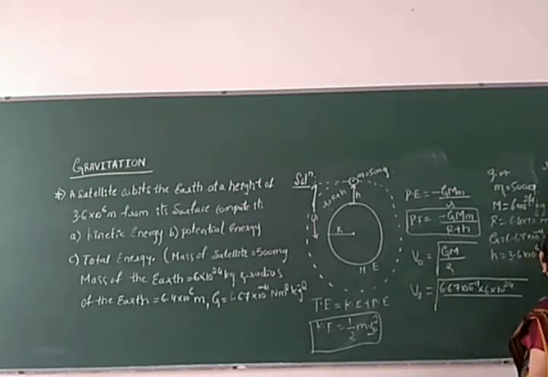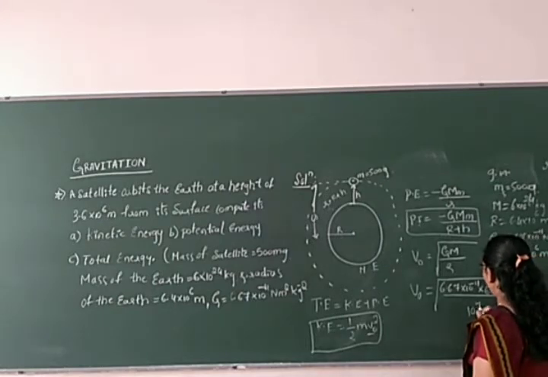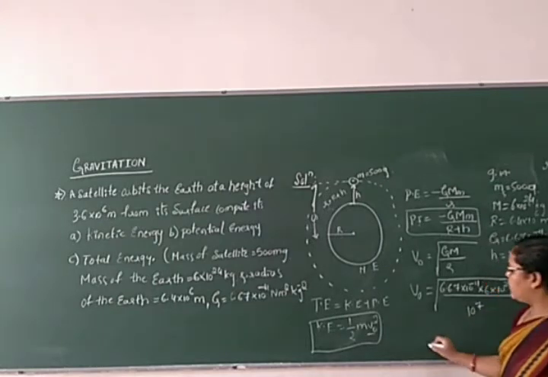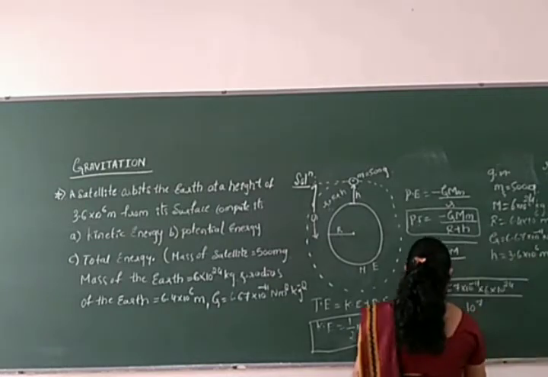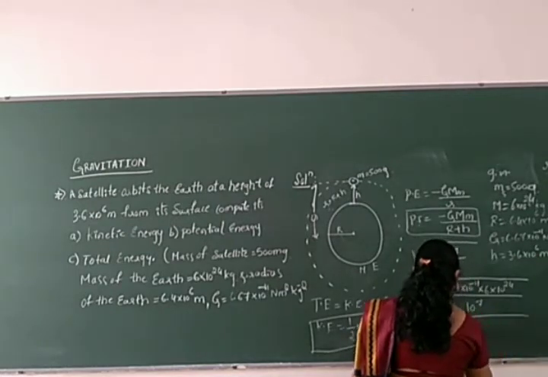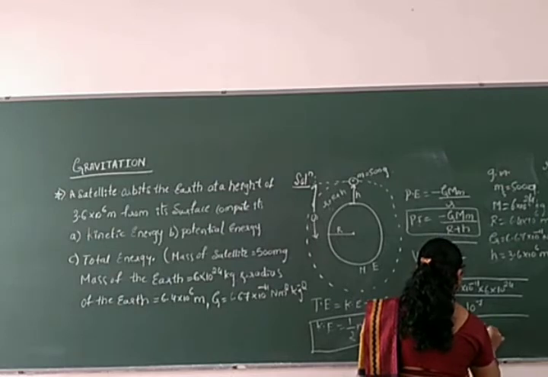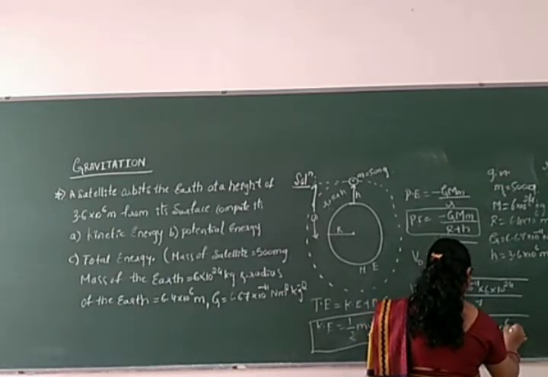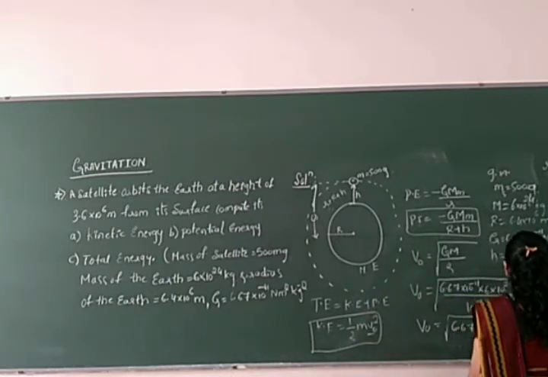Small r is equal to what? R plus h. So what is capital R here? 6.4 into 10 to the power 6 plus 3.6 into 10 to the power 6 here. So that is 10 into 10 to the power 6 meter, so we are going to write it here as 10 to the power 7 meter. So what value are we getting here? Root of 6.67 into 6 into 10 to the power 6 here. That is in meter per second.